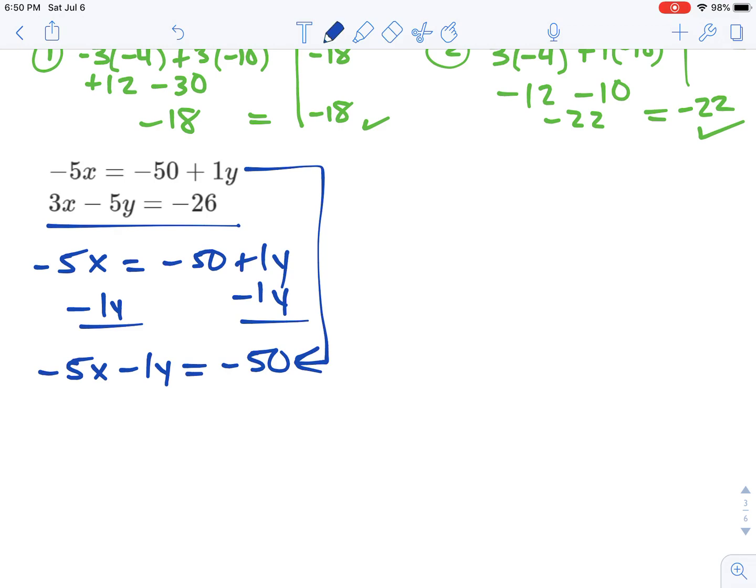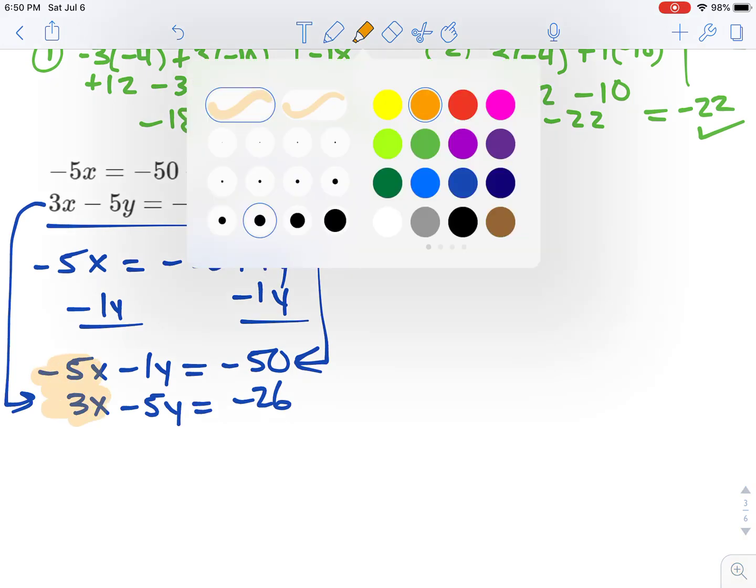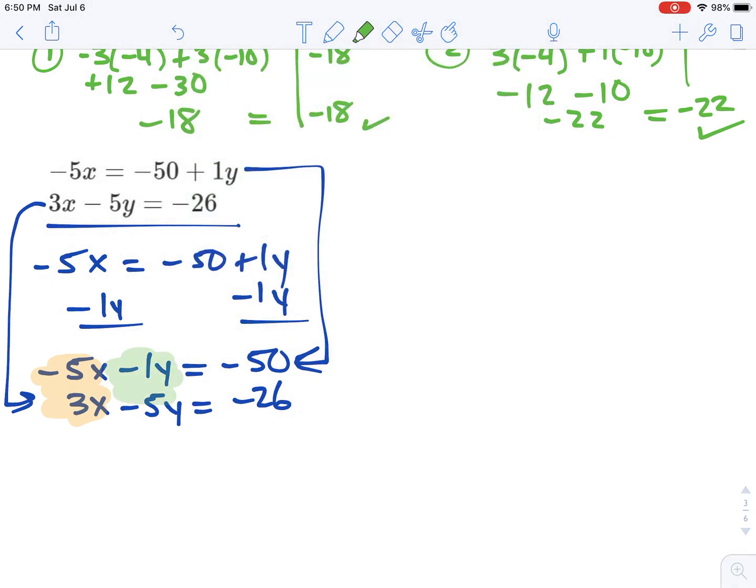Now we can bring down the second equation underneath it and look for opposites. 3x minus 5y equaling -26. So if you look here at these two equations, we don't have any opposites. The x's are not opposite, and the y's are not opposite. So we have a choice here. We can make the x's opposites, or we can make the y's opposites, but we got to have one of them to be eliminated here.